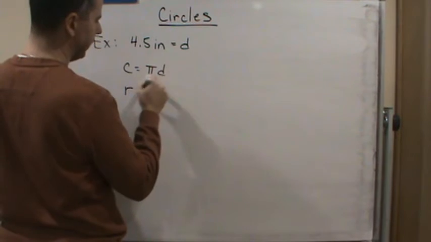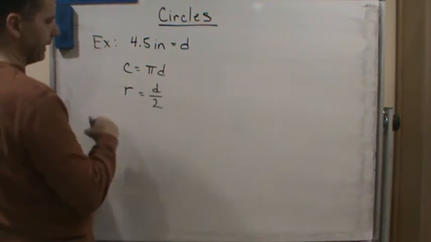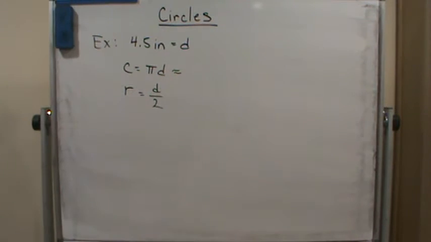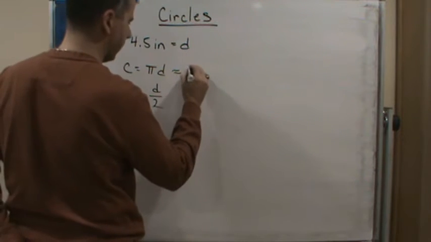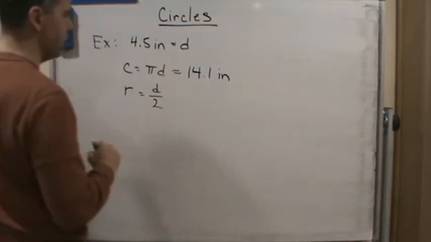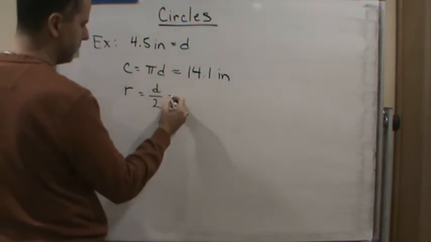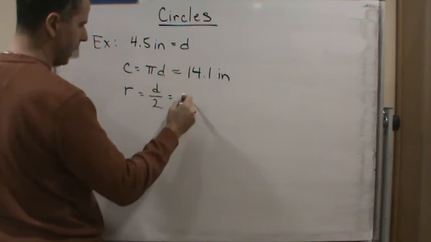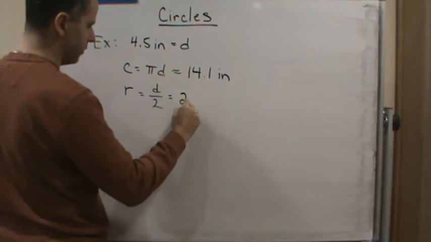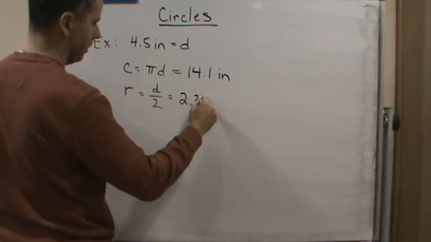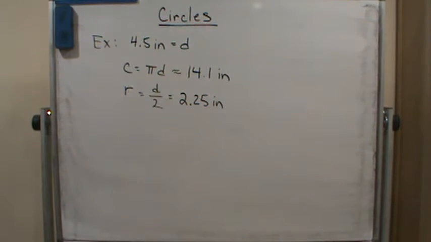If we do that, we can use the pi key in our calculator to get an estimated value for the circumference. Let me put it in the calculator. It's approximately 14.137, or we could just round it to one decimal place, 14.1 inches. Then the radius is easy. Just take half of the diameter, which is 4.5, so half of that is going to give us 2.25 inches. And that's it.